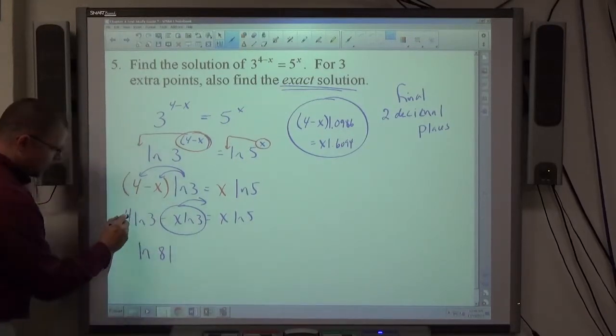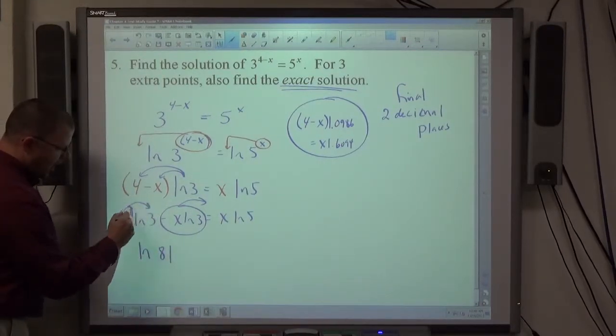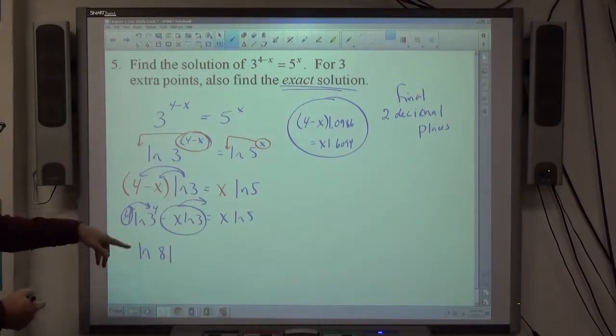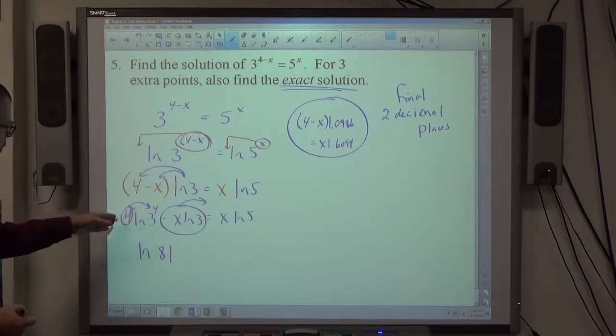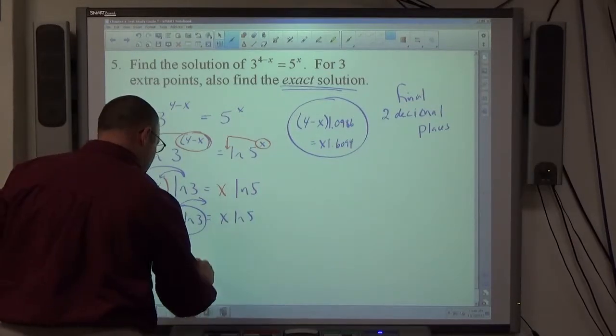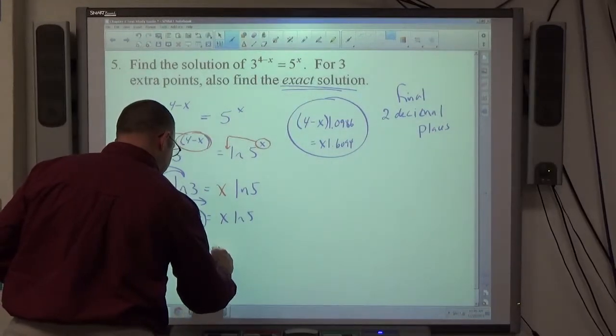I would probably go ahead and make this 4 become that power. 3 to the 4th equals 81. You get a nicer number. Anytime you have a number out in front of a log, bringing it in as a power to evaluate is probably better. And over here I've got x ln 5 already.